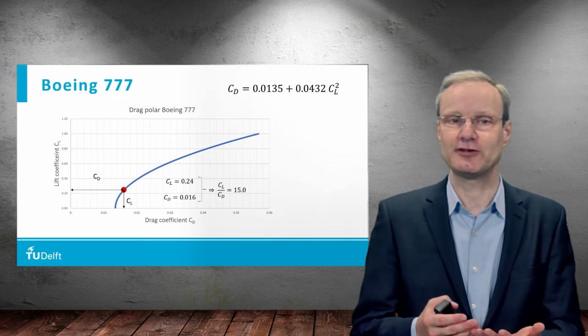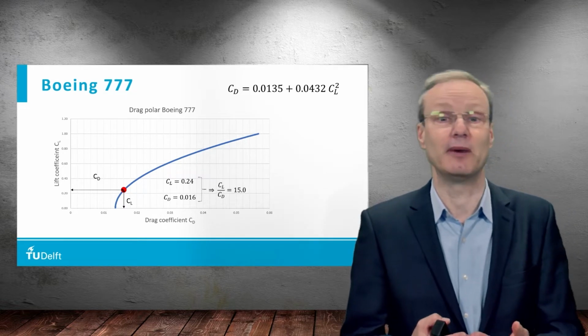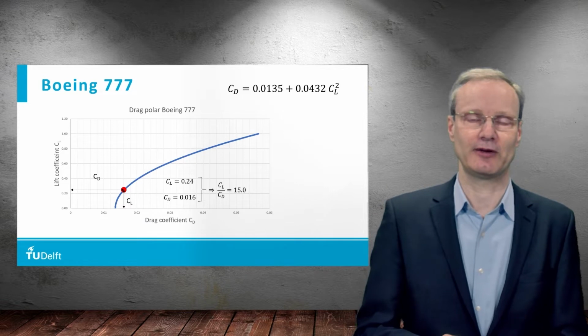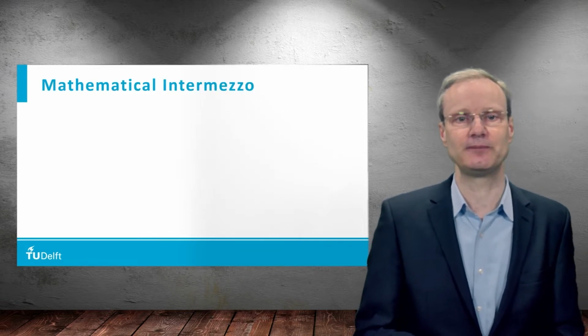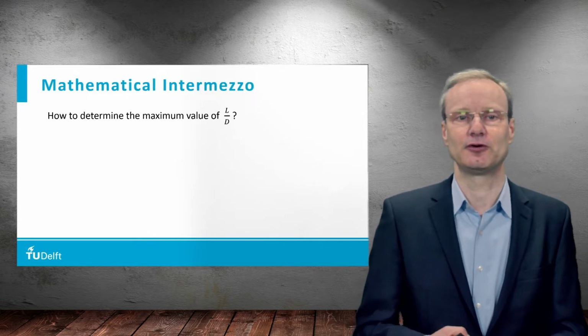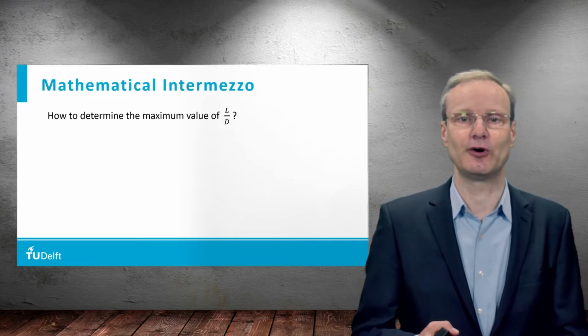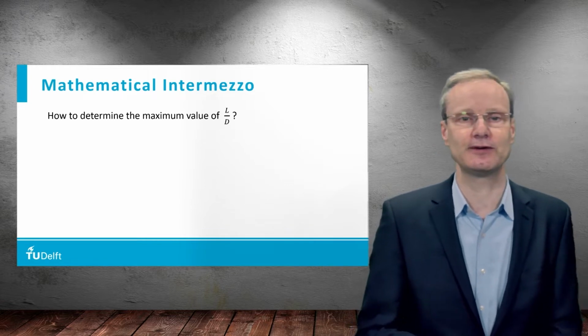But to understand how we can find the best value, the maximum value, we need to do some mathematics. So here comes a mathematical intermezzo, and what we're going to do here is determine the maximum value of L over D. How do we do that?